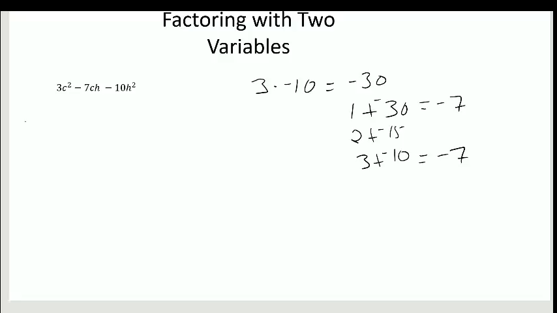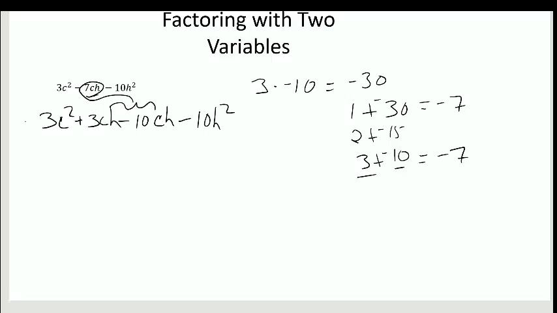So we're going to put this in factoring by grouping format. So we have 3c squared minus, we're going to use these two terms here. So we'll go plus 3ch. We want to use the same variables that we have right there. Minus 10ch. Again, we're using the same variables. Minus 10h squared. Now, if you've done your factoring by grouping correctly, if you add these middle terms, you'll end up with the middle term in your original.